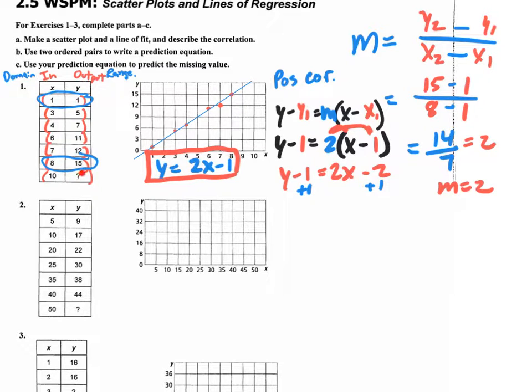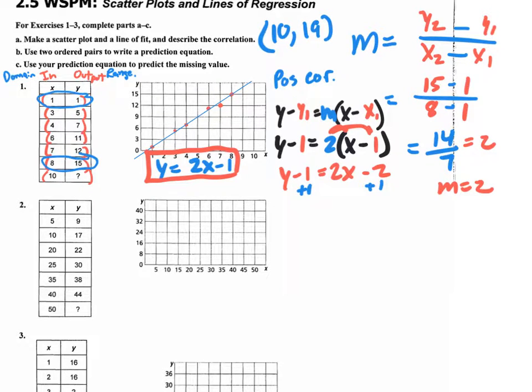And there's still one more thing to do. They want you to predict the y value when your x value is 10. So what do we do? We plug it in, right? So let's plug in 10 right in here. What's 2 times 10? 20. What's 20 minus 1? 19. So for the input 10, we're going to get the output 19.